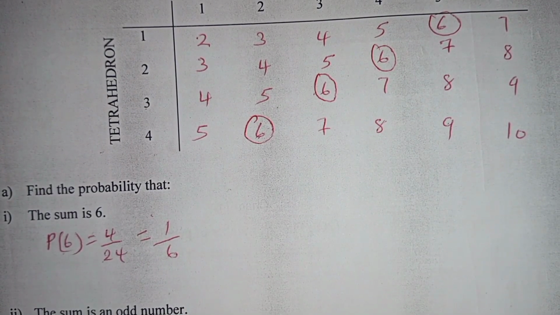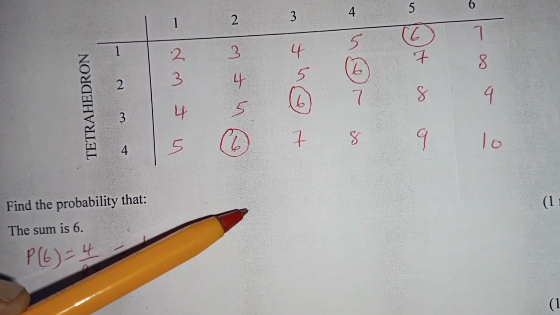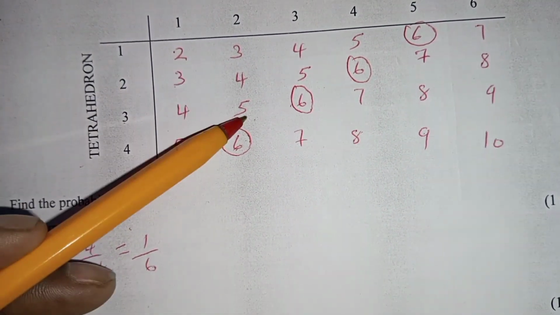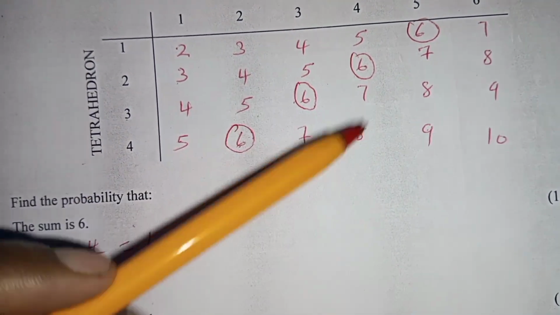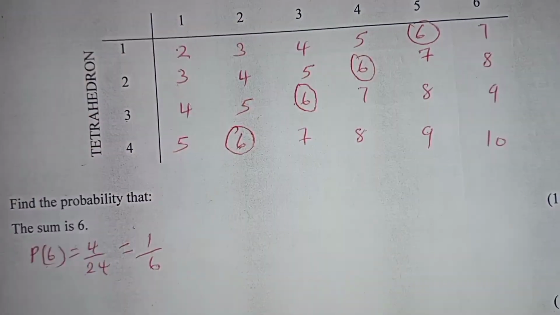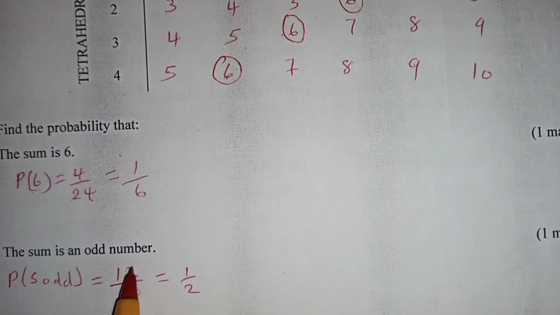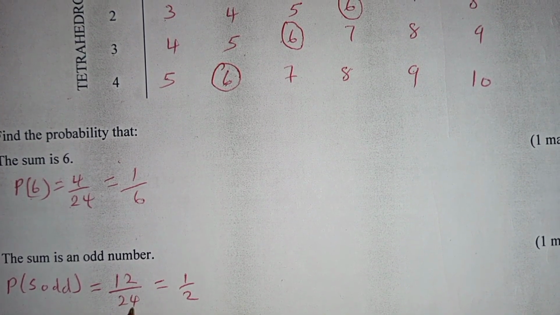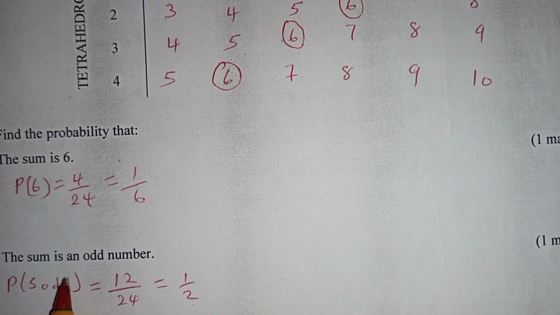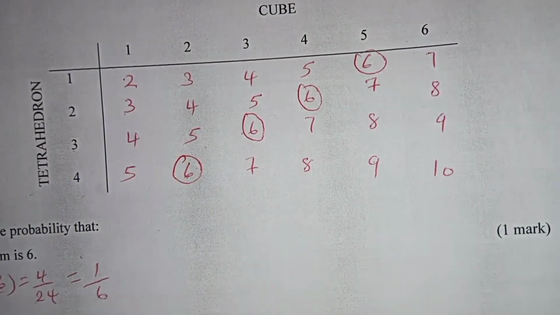The sum is an odd number. So when we look at this sample space, there are 24. Odd numbers, we have 1, 2, 3, 4, 5, 6, 7, 8, 9, 10, 11, 12. So we have 12. The probability that the sum is an odd number is 12 over the possible sum outcomes, which is 24. So by 12, 1, 24 divided by 12 will give you 2. So the probability that the sum is an odd number is a half. It's half from this sample space here.